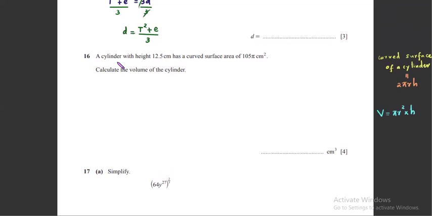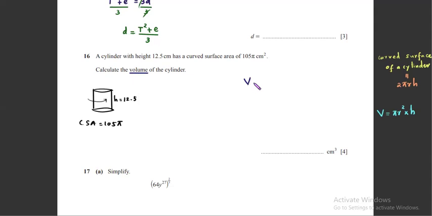This question is based on a cylinder, and in this cylinder that is given to us, the height of the cylinder is given. So I'm going to first draw a small sketch for a cylinder, and I'm going to mark the information that is given. The height is given to us as 12.5 centimeters. Then the curved surface area, so I'll mark it here. The curved surface area is given to us as 105 pi square centimeters. We're supposed to calculate the volume of the cylinder.